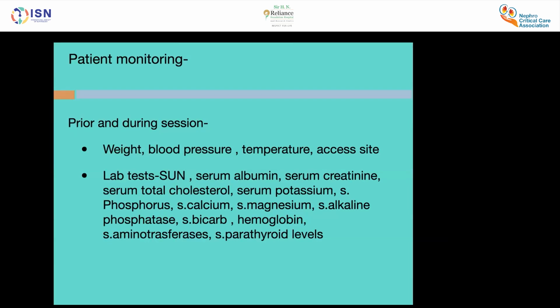Prior to and during the dialysis, we should monitor the patient's weight, blood pressure, temperature, and exercise. And lab tests like serum urea nitrogen, albumin, serum creatinine, serum total cholesterol, serum potassium, serum phosphorus, serum calcium, magnesium, alkaline phosphatase, bicarbonate, hemoglobin, aminotransferases, and parathyroid levels should be monitored in chronic hemodialysis patients.